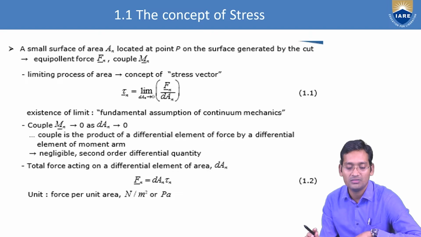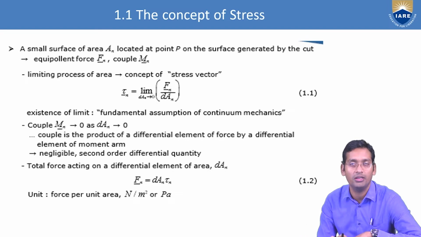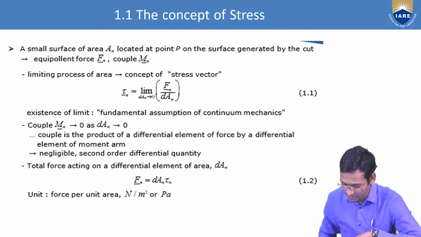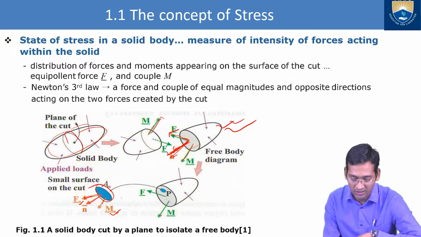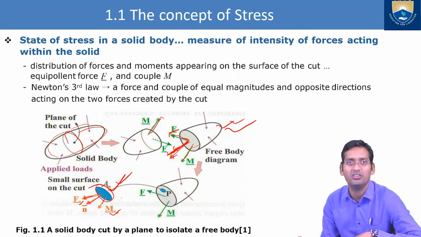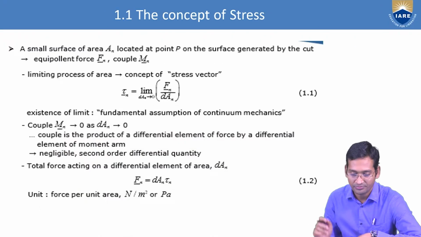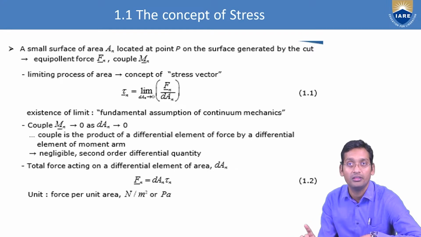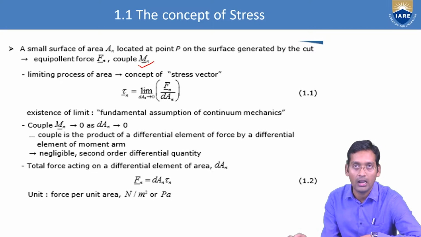Now just see, let's take a small surface area ΔAn, with the normal n, located at a point P on the surface generated by the cut. Here, this small area ΔAn is the part we are considering, the elemental area, having the equivalent force Fn, meaning the force acting in all directions, and couple Mn, right?